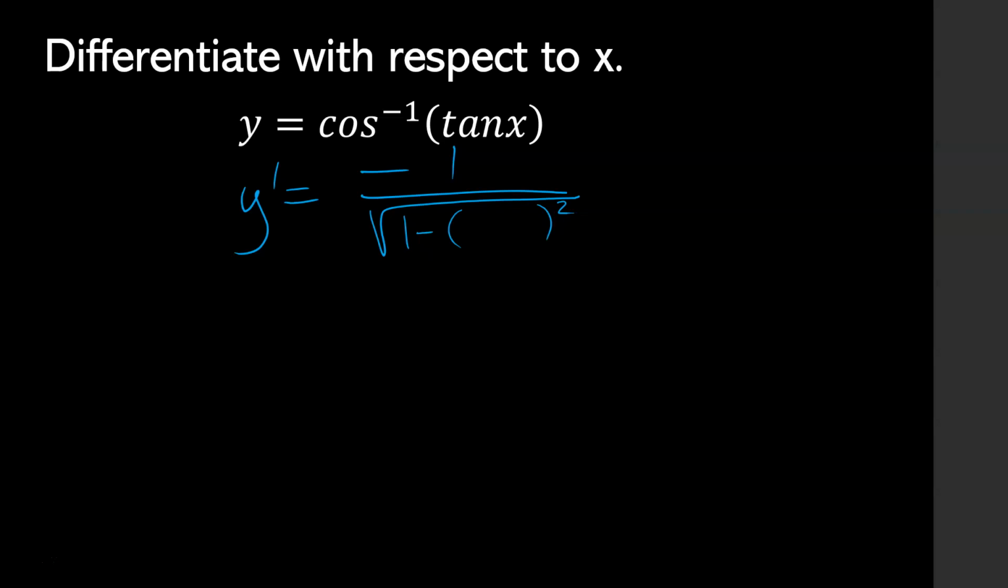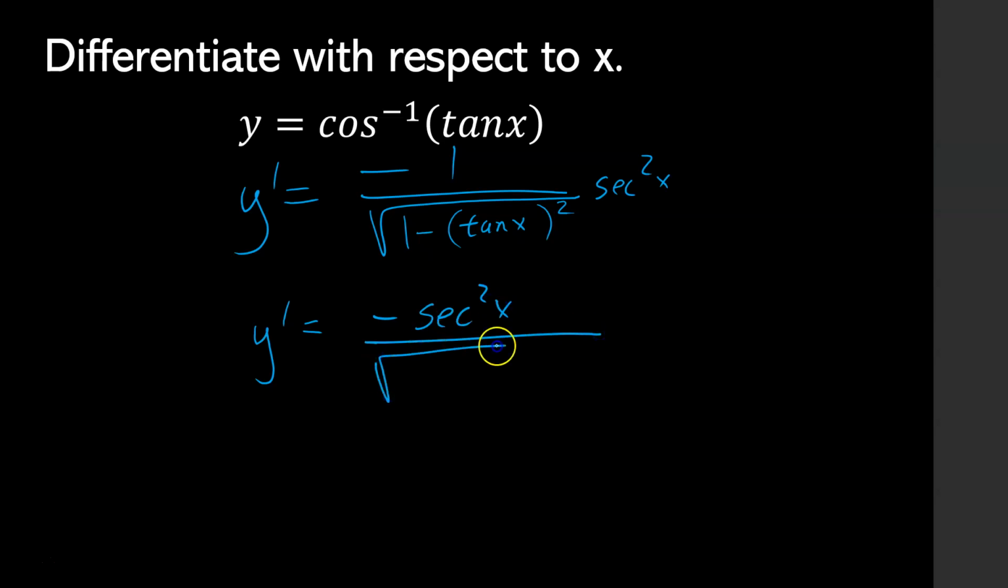What was the input to inverse cosine? Tangent, which has a rate of change of secant squared. So I guess if I'm taking the AP test and this is multiple choice, it's going to look like negative secant squared x over the square root of 1 minus, maybe it says tangent squared x inside that radical.